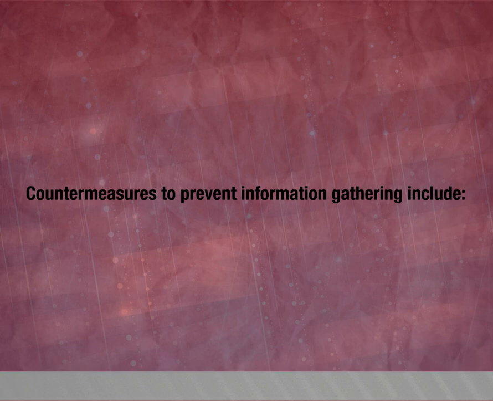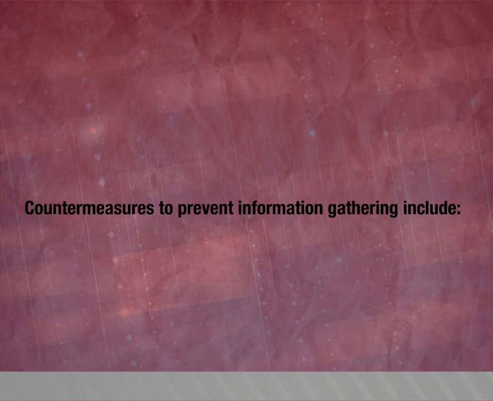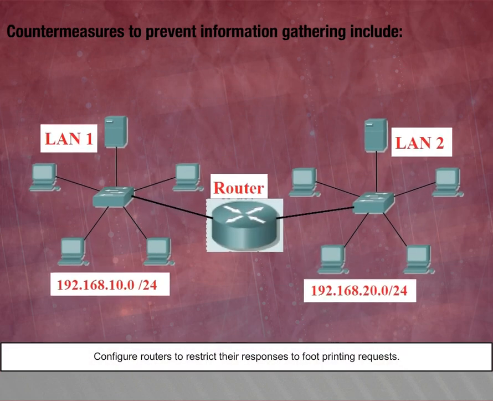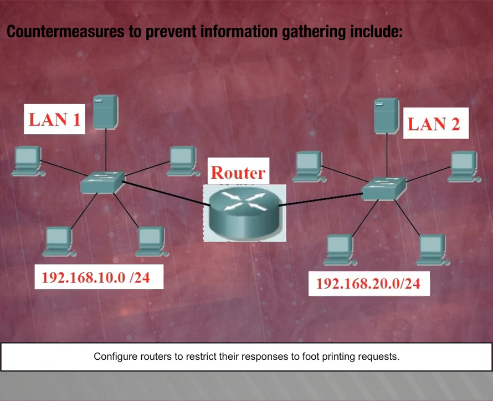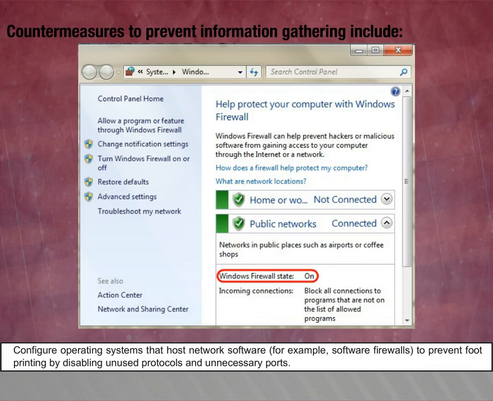Countermeasures to prevent information gathering include: configure routers to restrict their responses to footprinting requests. Configure operating systems that host network software, for example software firewalls, to prevent footprinting by disabling unused protocols and unnecessary ports.